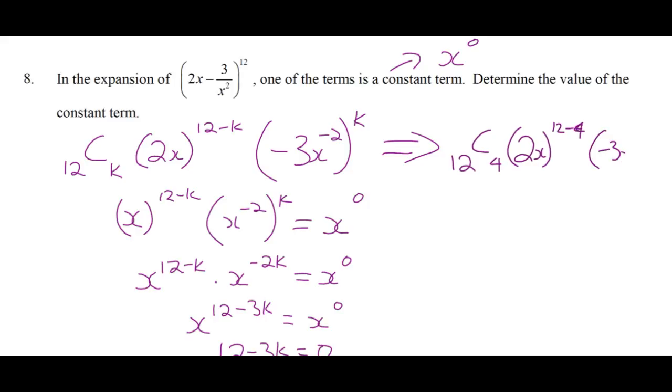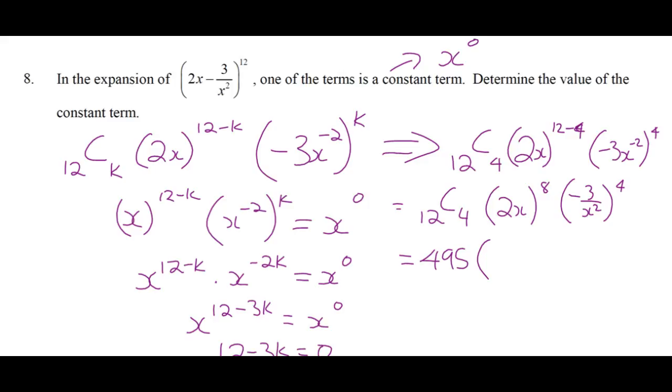And negative 3x to the negative 2 to the 4th, right? So it's 12 choose 4, 2x to the 8, and negative 3x to the negative 2. If I want, I could write that as negative 3 over x squared, right? Doesn't matter. To the 4. Okay, what's 12 choose 4? 12 times 11... 495. I would never have got there.